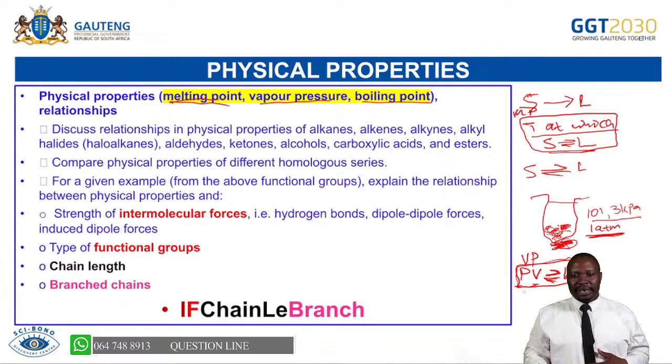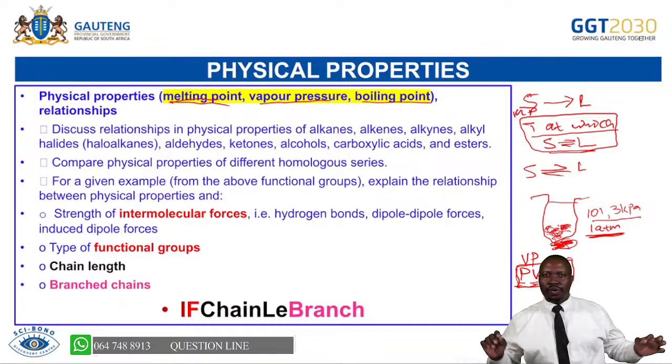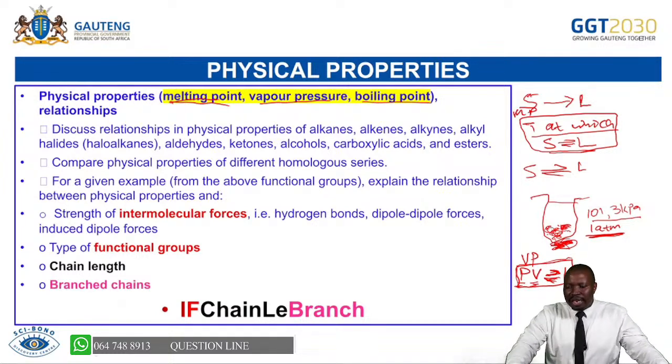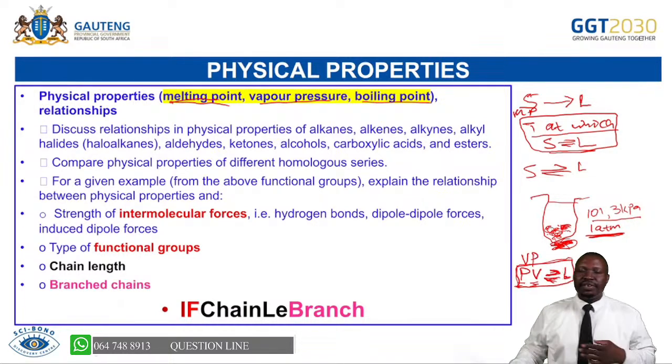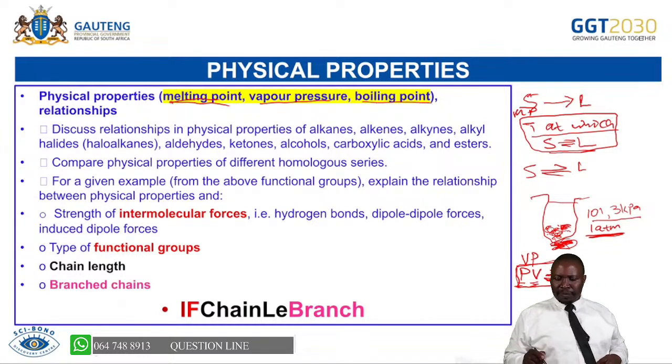What is vapor pressure? We are saying it's a pressure exerted by vapor at equilibrium with its liquid in a closed system. I hope you got that, because we want you to get these definitions. You will see when you look at question papers, there will always be one or two definitions per question there. Now let's go to our third definition.